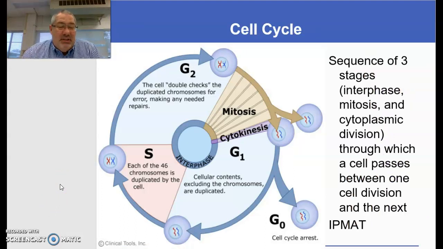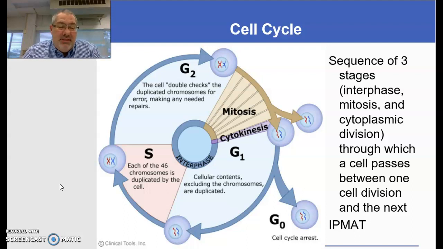The cell cycle is the orderly sequence of events that a cell goes through as it divides. This particular slide shows you that there are 3 stages. Interphase is G1, S, and G2. Mitosis is division of the nucleus of that cell, and cytokinesis is division of the cytoplasm of that cell to produce 2 daughter cells. So cell reproduction starts with one cell.